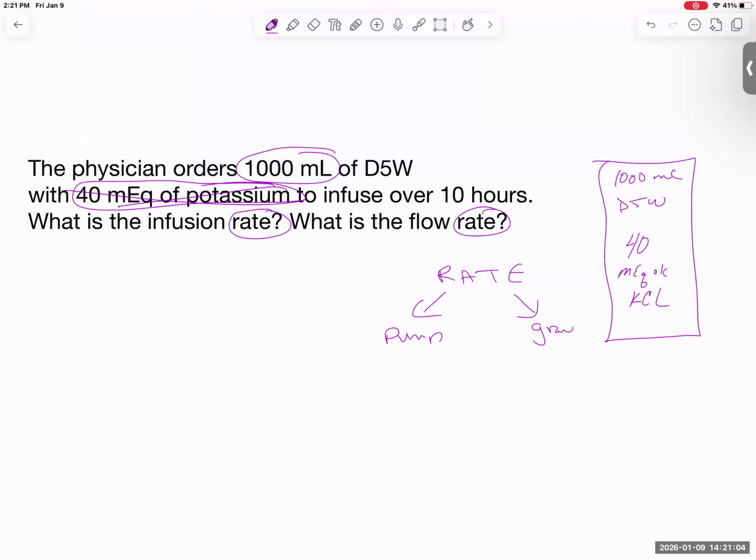So if I'm infusing it, oh wait, actually this one does not say pump. I'm so sorry. This one does not say pump, right? Do you see that? But what is it missing? Why can't I solve for gravity? The drop factor. It doesn't have a drop factor. So if there's no drop factor, I have to assume that it's an IV pump. So it's going to be milliliters an hour.